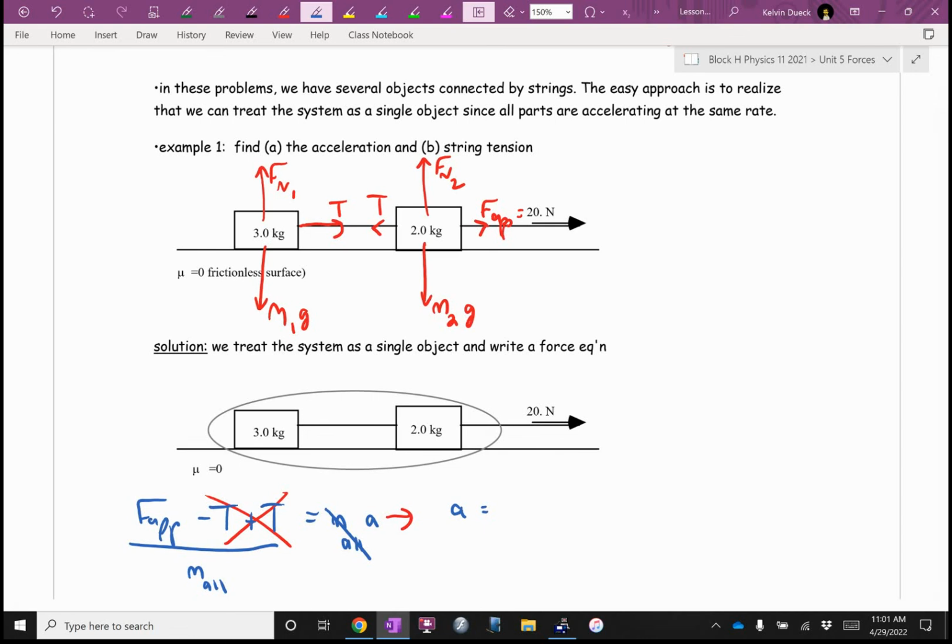Go look at the picture. Yep, loud and proud. Divided by M all. Remember, M all is add them together. What's M1 as a number exactly from the picture? Plus, what's M2 as a number exactly? In your head, without a calculator, what's 3 plus 2? What's 20 divided by 5?